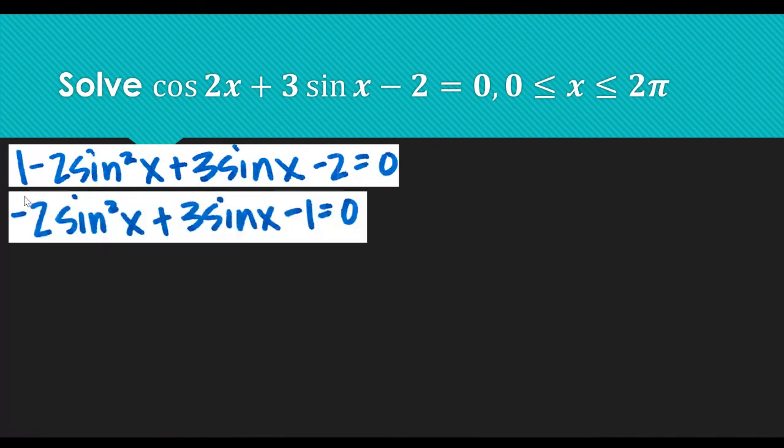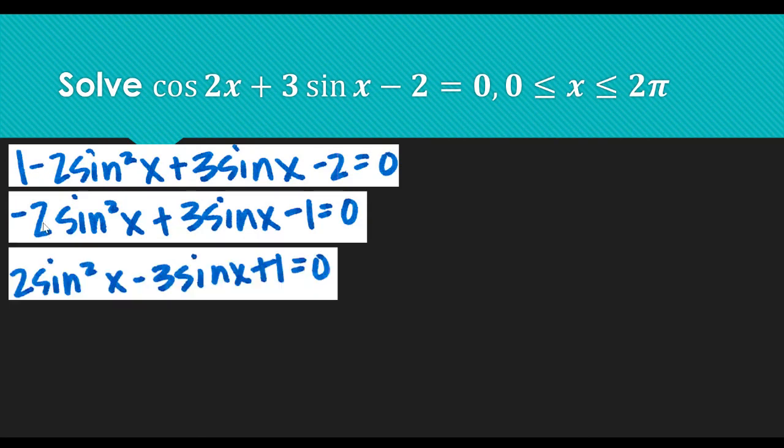Combine your like terms. So I have negative 2 sine squared x plus 3 sine x, and then 1 minus 2 is negative 1. Again, I don't like factoring when there's a negative sine squared. So you can either think of it as dividing them all by a negative 1, moving them all to the other side, whatever works for you. Either way, I get 2 sine squared x minus 3 sine x plus 1.